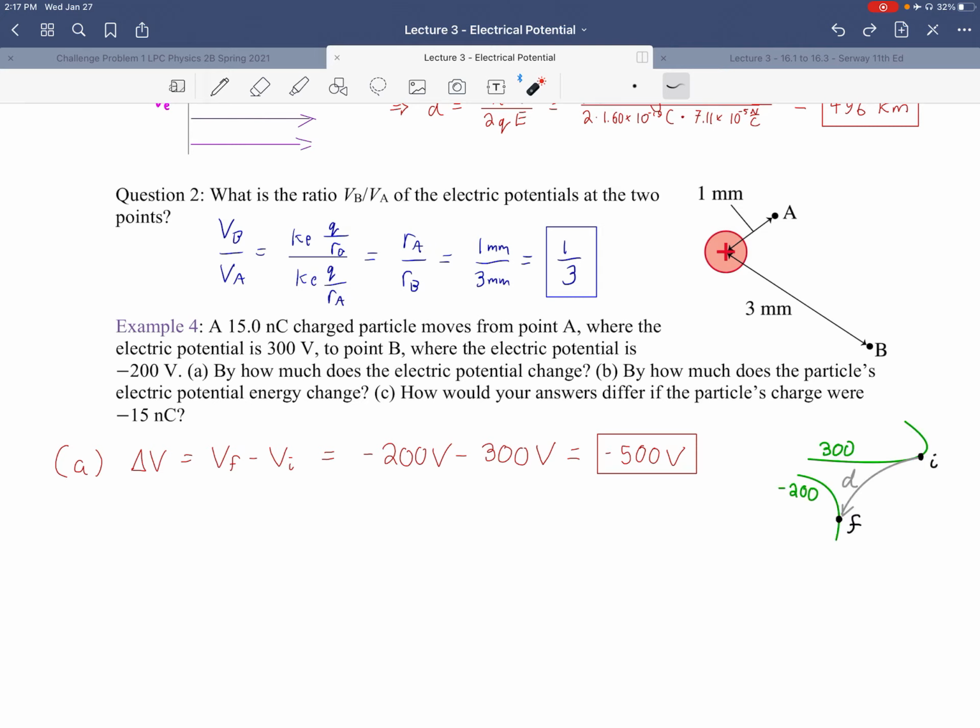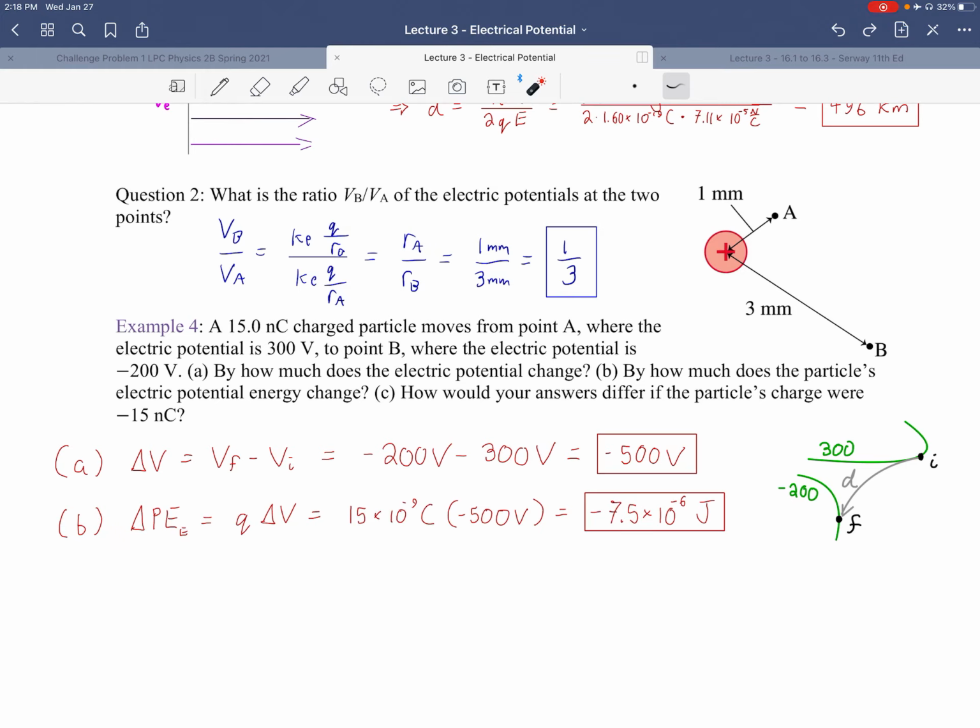All right, and I show here that it doesn't matter what the equipotential lines look like. They can be weird shapes like this, but as long as this one is 300 volts and this one over here is 200 volts, it doesn't matter what path we took, as long as we went from I to F, from initial to final, right? Then we had a change of negative 500. Okay, it's just a scalar difference. It's not a vector, so nothing matters about the direction or how we got there. It just matters where we started and where we ended.